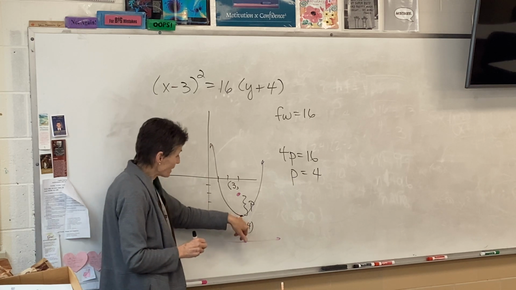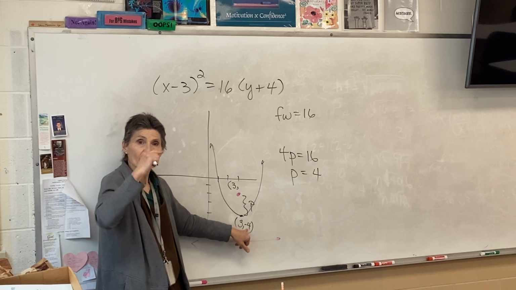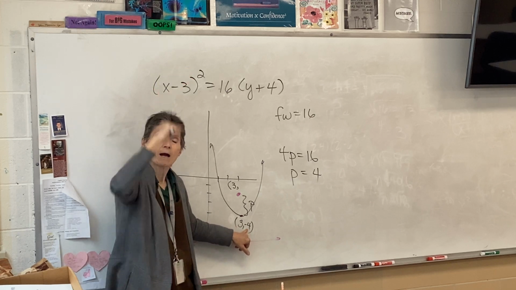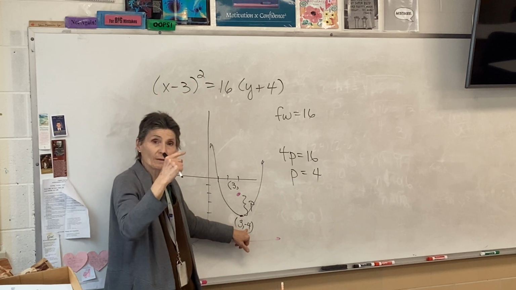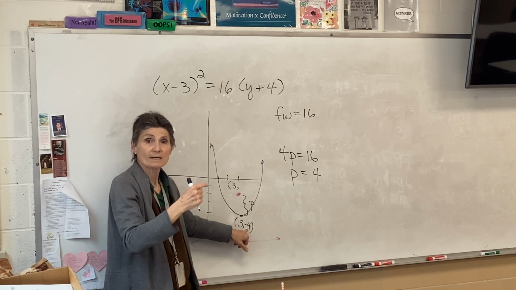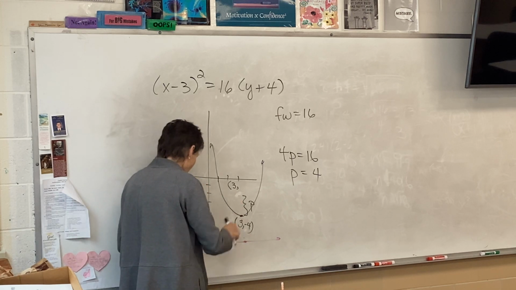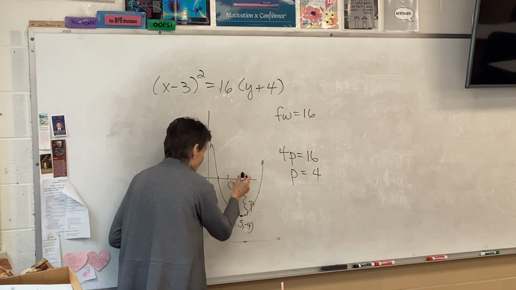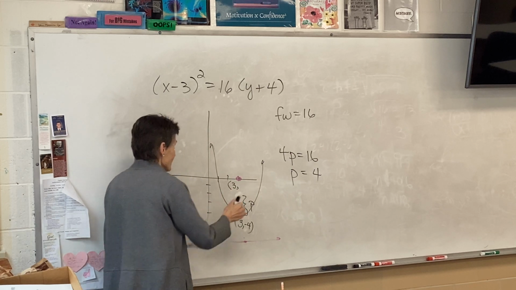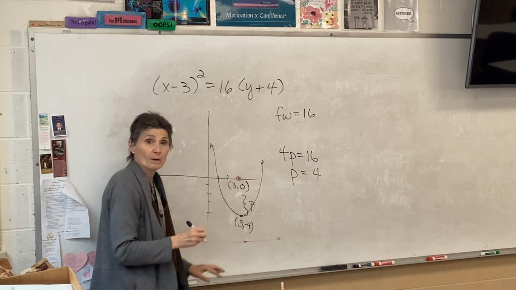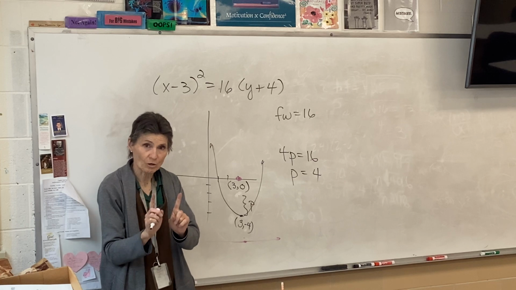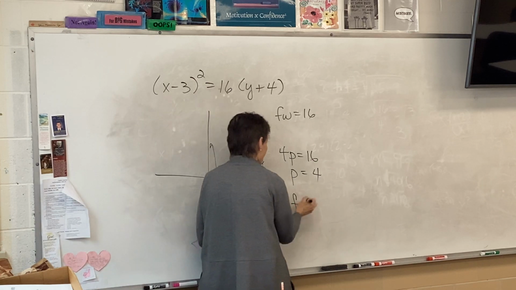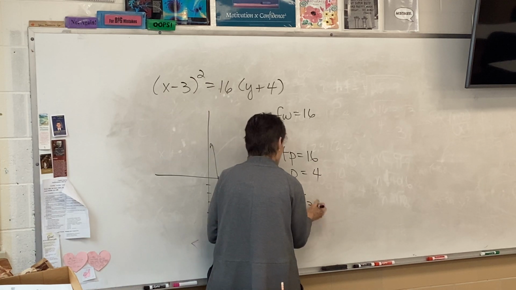So I'm going to start right here at -4, and I'm going to add 4. I'm going to go up 4. Well, -4 plus 4 is 0. So my focus is actually at -3, 0. Nobody is grading your picture. Over in the answer blank, put -3, 0.